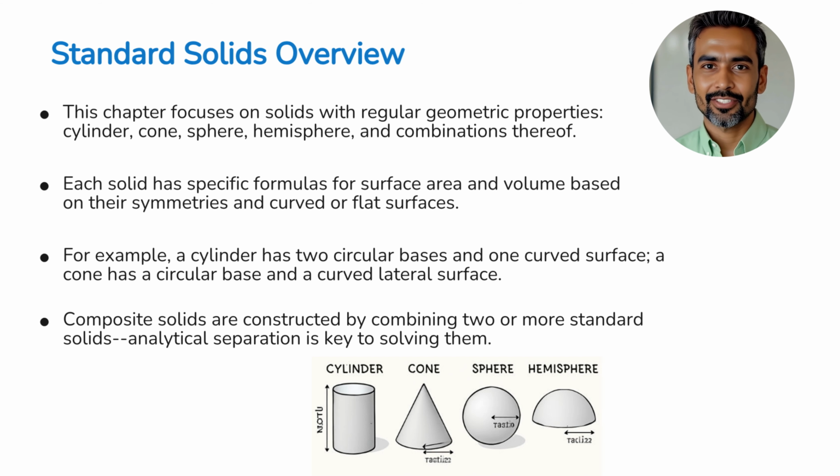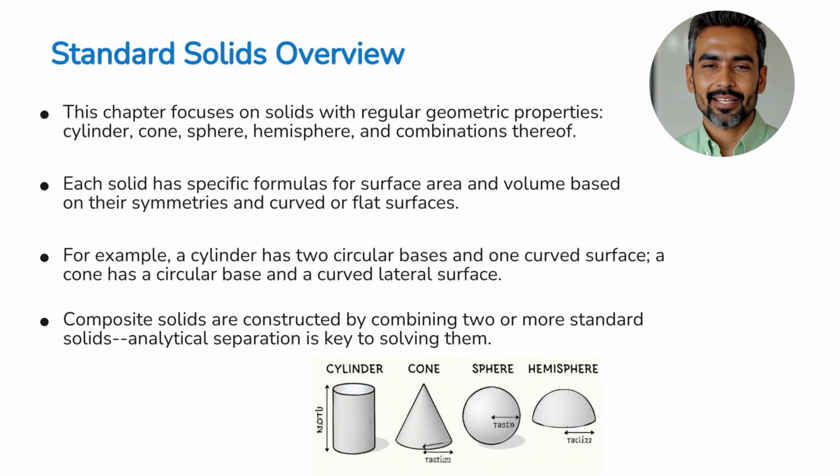These are the familiar friends of geometry with smooth and regular shapes: cylinders, cones, spheres, and hemispheres. Each one has its own unique features and formulas for surface area and volume based on their shape and symmetry. For instance, a cylinder has 2 circular bases and 1 curved side wrapped around, like a can of soda. A cone has a circular base tapering smoothly to a point on top, just like an ice cream cone. A sphere is perfectly round, like a basketball. And a hemisphere is exactly half a sphere, like the shape of a ball.